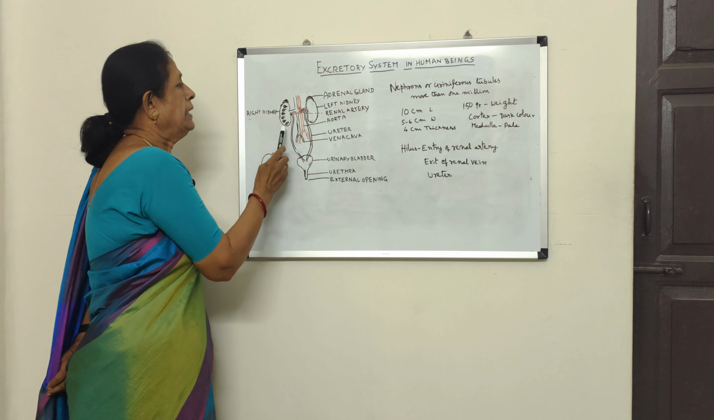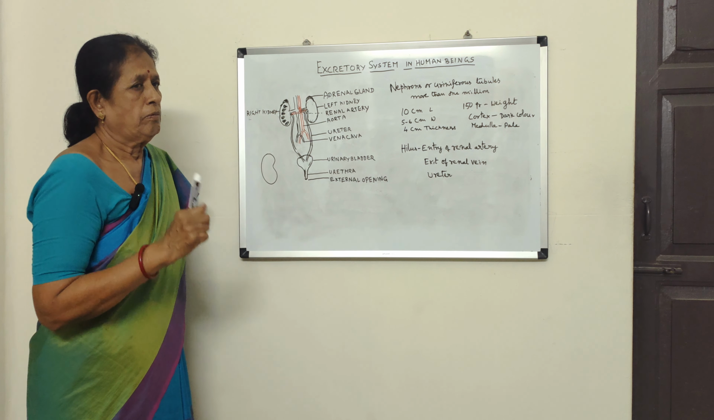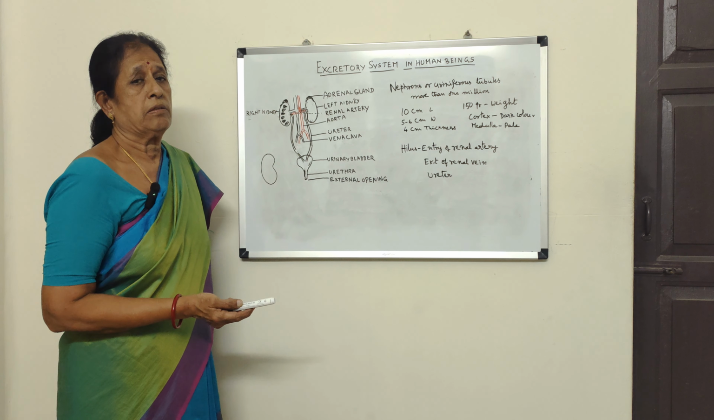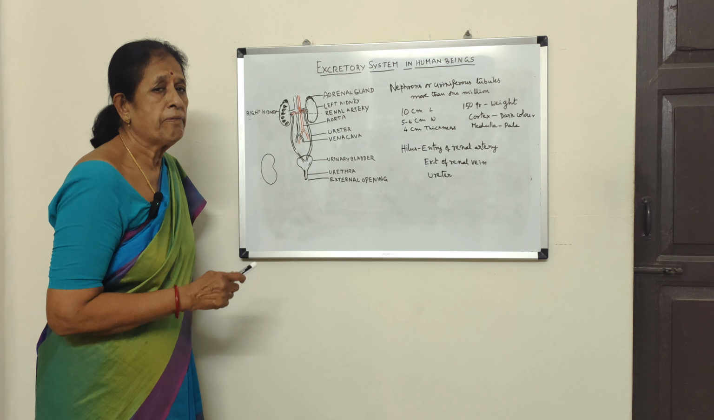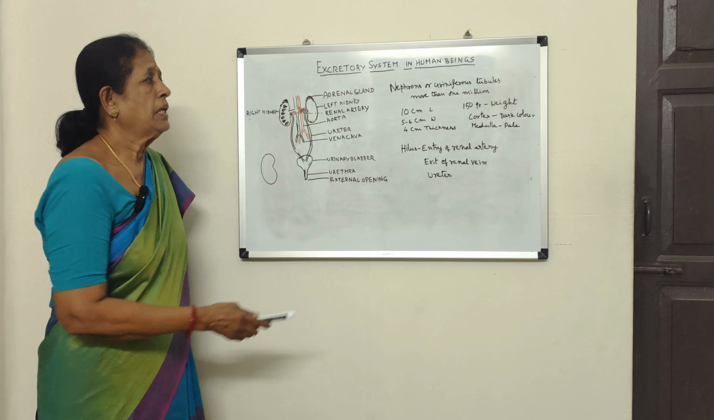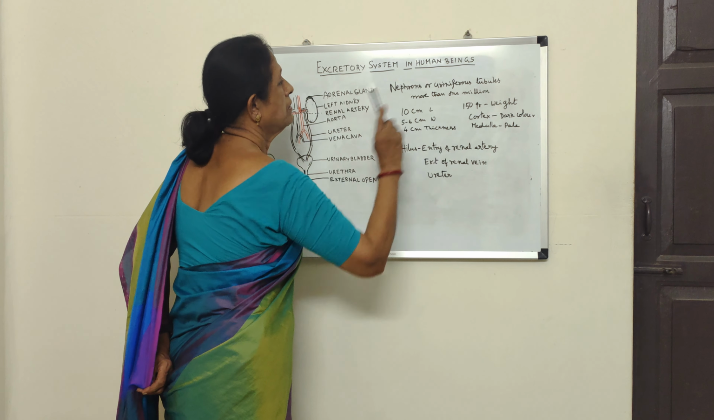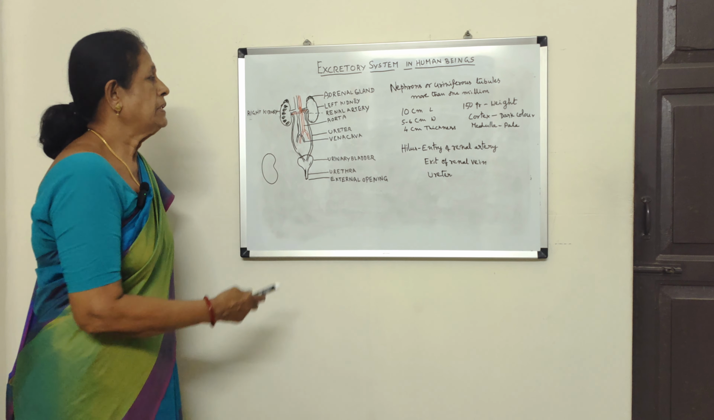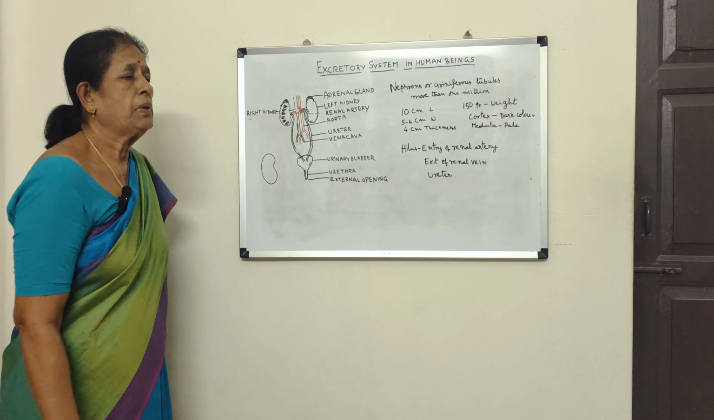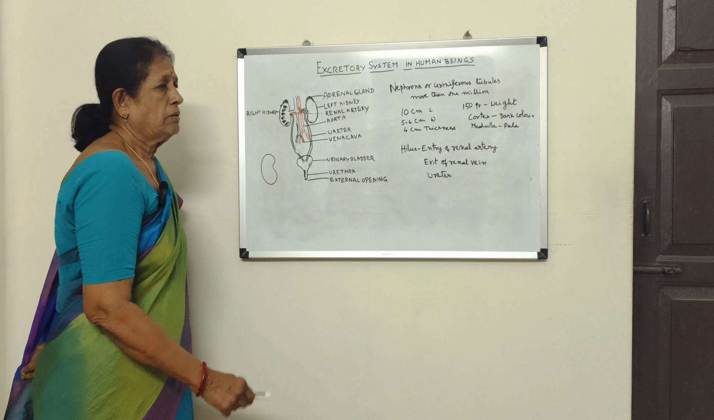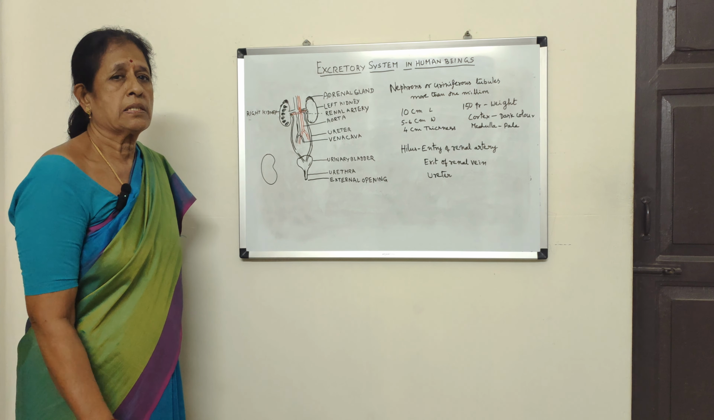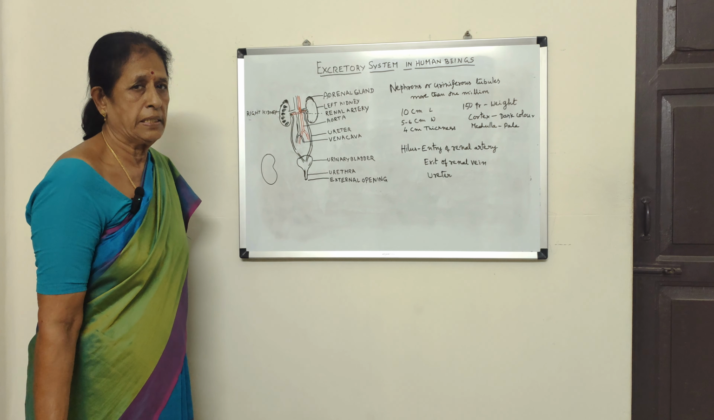Each kidney contains more than 1 million nephrons. Nephrons are also called uriniferous tubules. So each kidney contains more than 1 million nephrons, and nephrons are the structural and functional units of kidneys.